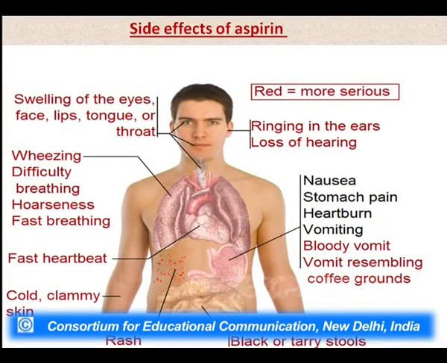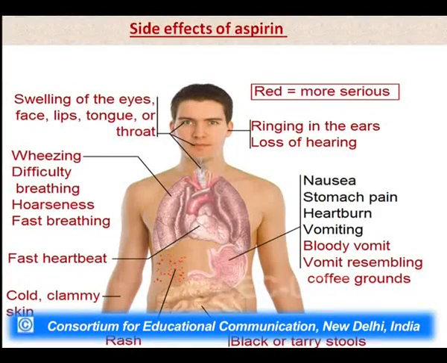Then comes a side effect of aspirin: if we take a higher dose of aspirin, what will happen to the human body? Sometimes swelling of the eyes, face, lips, tongue and throat takes place. Ringing in the ears, sometimes loss of hearing takes place. In the lungs, wheezing, difficulty in breathing, hoarseness and fast breathing are also symptoms of aspirin overdose. Fast heartbeat is also a side effect of aspirin. Cold, clammy skin; sometimes it affects the skin also. High rashes may come on the skin.